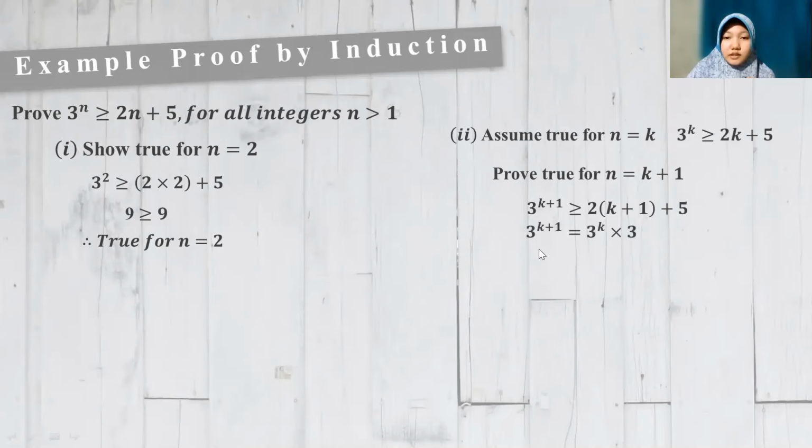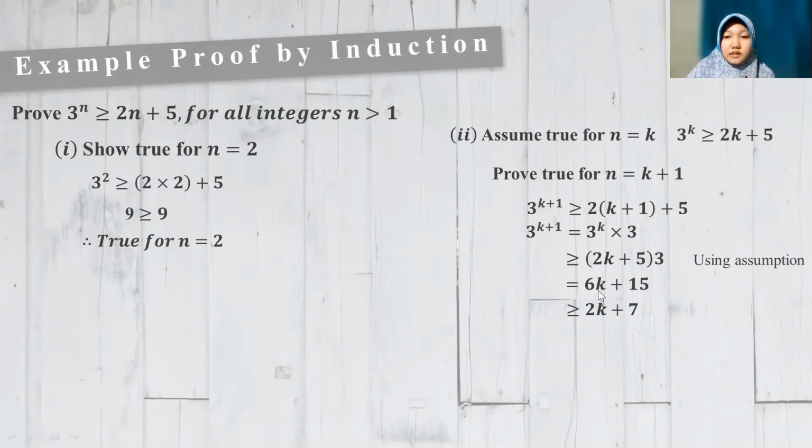And we know that 3 power k plus 1 we can change to 3 power k times 3. And we know from this assumption that 3 power k is greater than or equal to 2k plus 5. So we write greater than or equal to 2k plus 5 times 3. This times 3 is using the assumption. So from 2k plus 5 times 3, we get 6k plus 15.